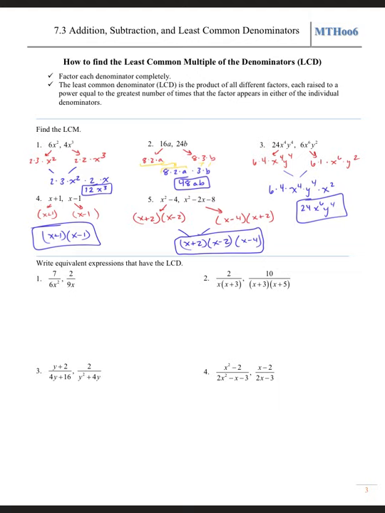Multiply, we get that. Number 4 is pretty easy because x plus 1 and x minus 1 are already factored, so you just write those two factors next to each other.